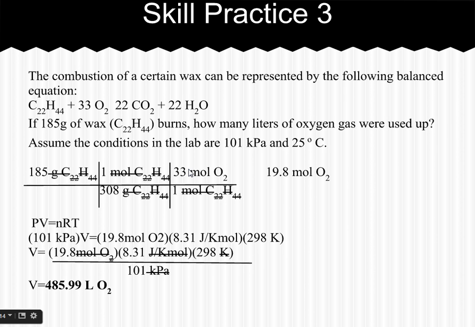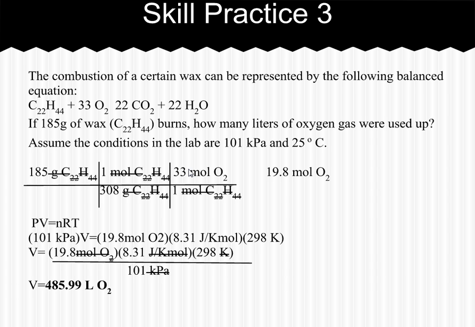Skill practice 3. The combustion of a certain wax can be represented by the following balanced equation. C22H44 plus 33O2 goes to 22CO2 plus 22H2O. If 185 grams of wax burns, how many liters of oxygen gas were used up? Assume the conditions in the lab are 101 kPa and 25 degrees Celsius.